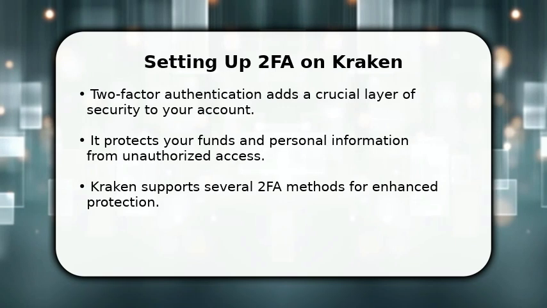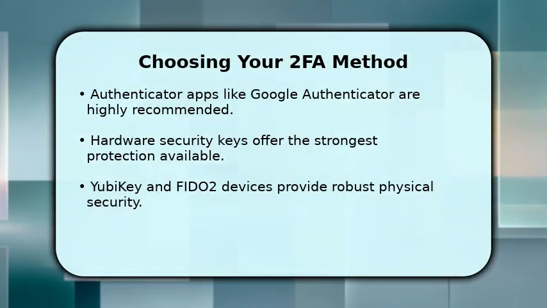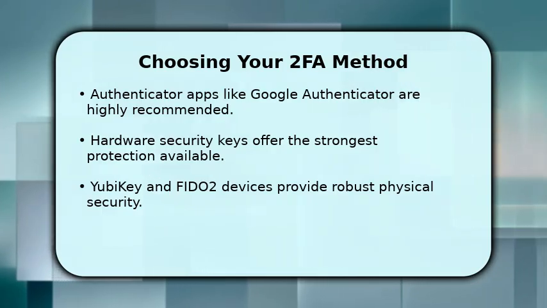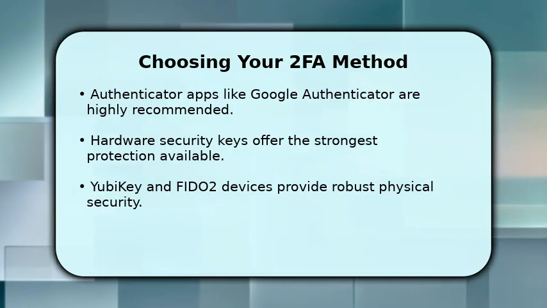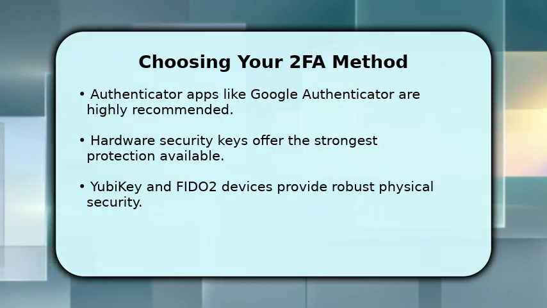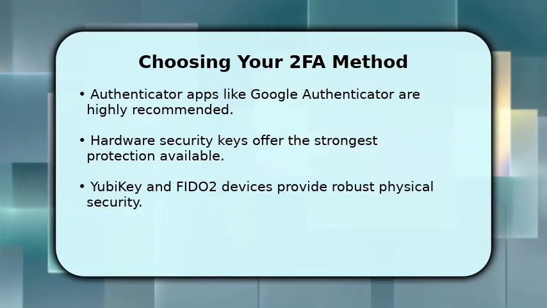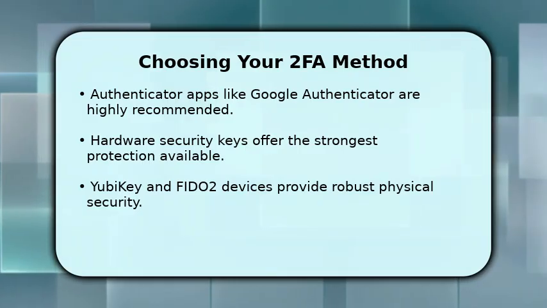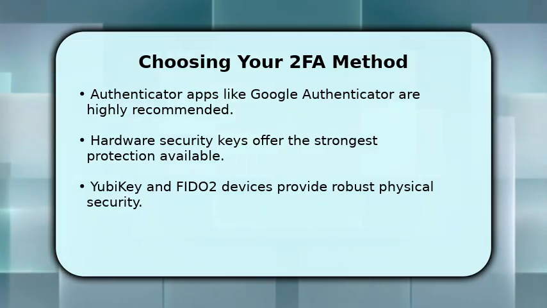Let's get started. Kraken offers various two-factor authentication methods, each providing different levels of security. Authenticator apps, such as Google Authenticator or Authy, are popular and convenient. For the highest level of security, consider a hardware security key like a YubiKey, which uses FIDO2 standards. These physical devices offer superior protection against phishing and malware. Choose the method that best suits your security needs and comfort level.